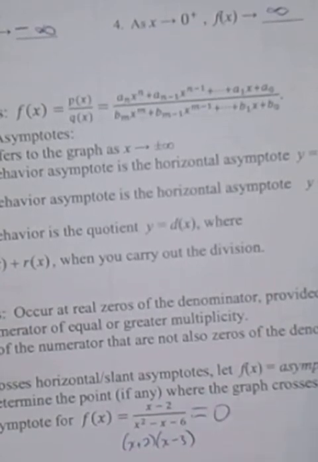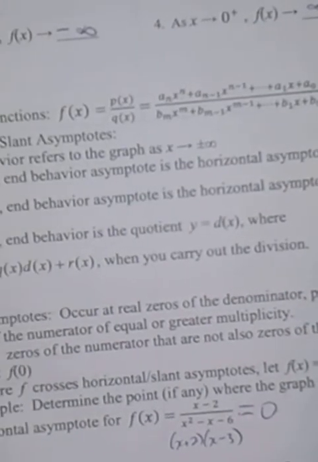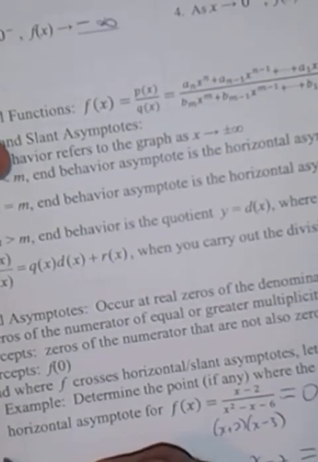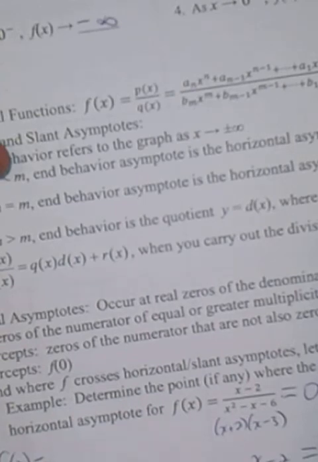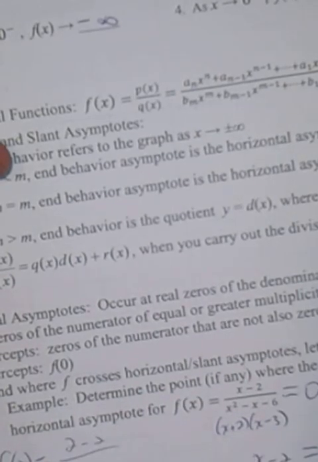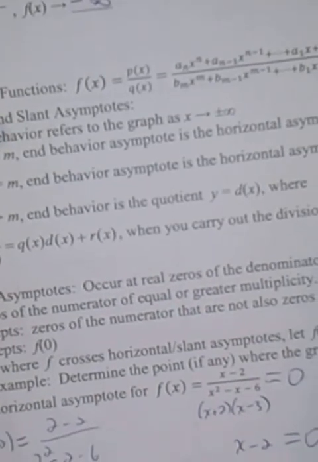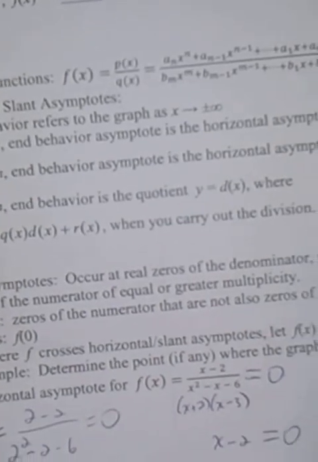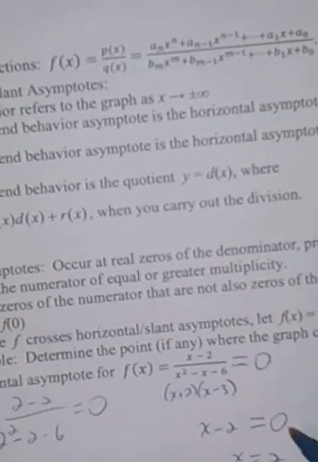So I have the value of x. To find the value of y, I just find f of 2. So f of 2 is 2 minus 2 over 2 squared minus 2 minus 6. You notice the top is 0 and the bottom is non-zero, so you'll get 0 over something, which will be 0. Okay, so the value of y is 0. So the point where this graph crosses its asymptote, y equals 0, will be the point (2, 0).